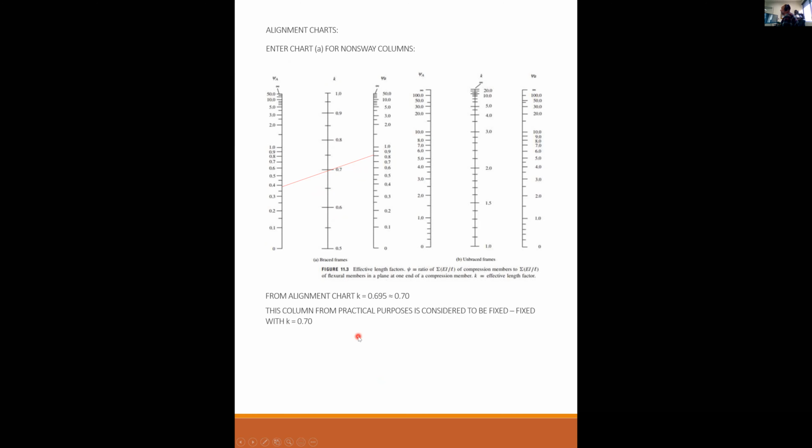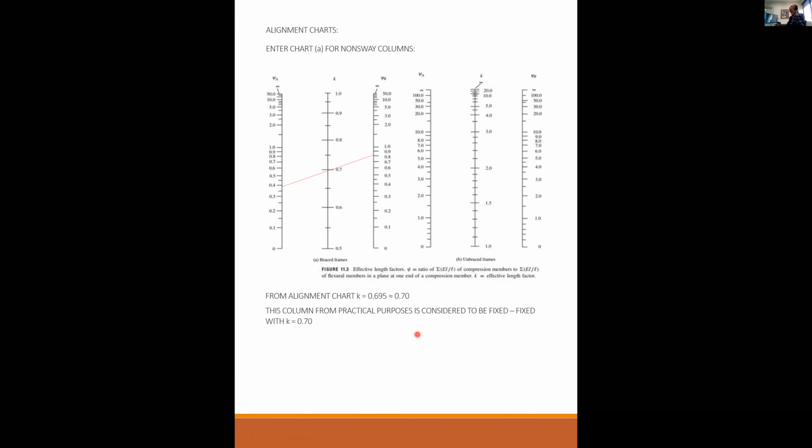So this column for practical purposes is considered to be a fixed column. We're going to use a K of 0.70. Okay, any questions on example 1?